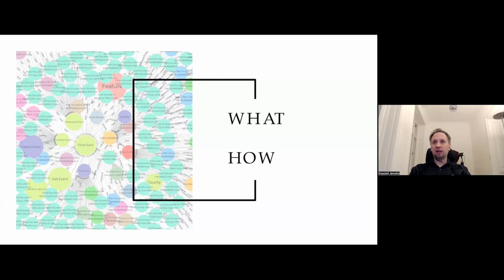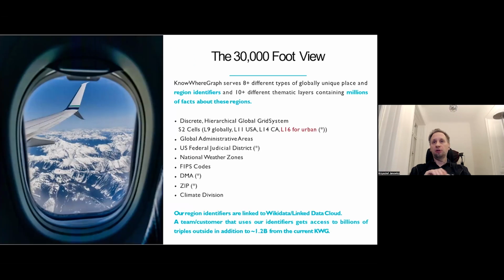So what is it exactly that we have in our graph, and how are we serving this? Next slide, please. Without going into too many details, because it's a very brief talk, we have two types of data sets. The first one are many different geographic identifiers, so ways to describe an extent in space. We have, for instance, global administrative areas on different levels. We have national weather zones, FIPS codes, ZIP codes, market areas, climate divisions, and so on and so forth. So for every event or every place that you're interested in, we have all sorts of regional descriptions.